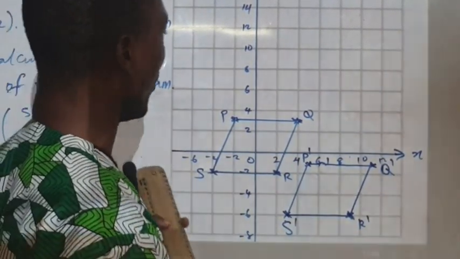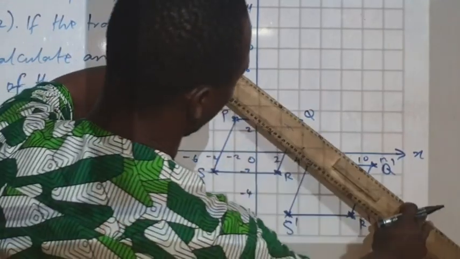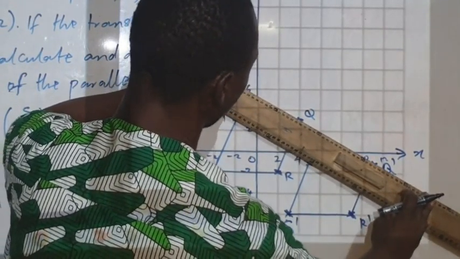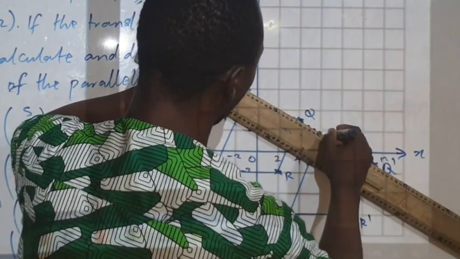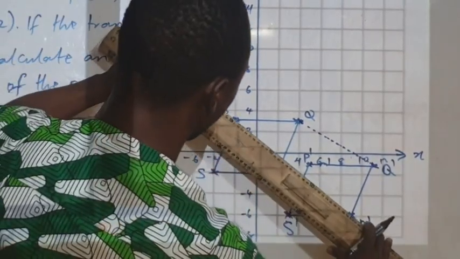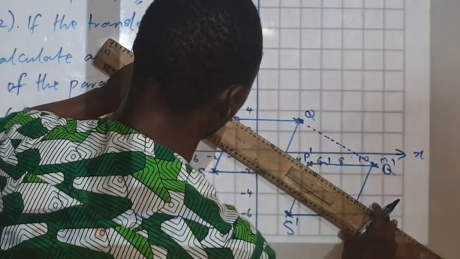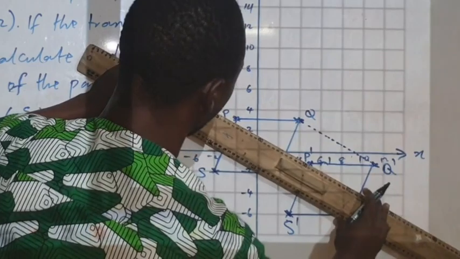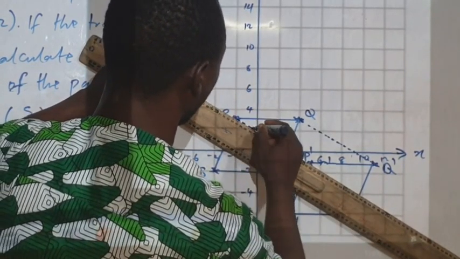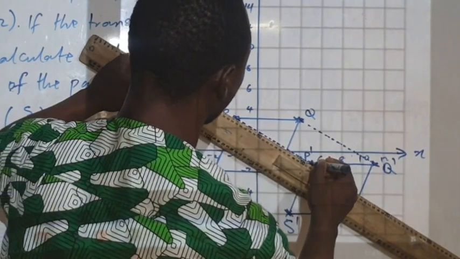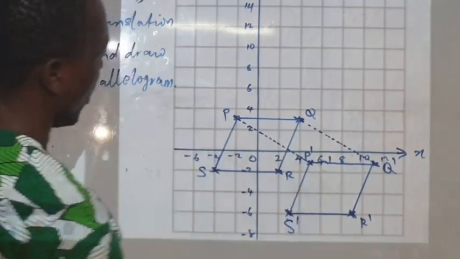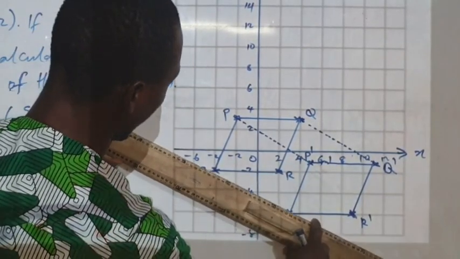So if you want to confirm whether your answer is correct, you can have your dotted line. You join Q to Q prime with a dotted line. So you can see the line is a straight line. Then P to P prime, it's also a straight line. So it means Q prime is parallel to P prime. So that's a straight line.